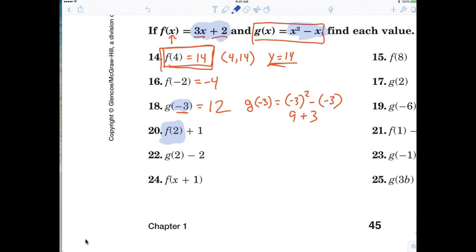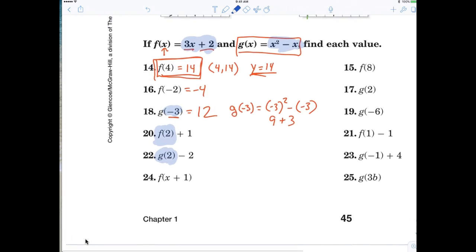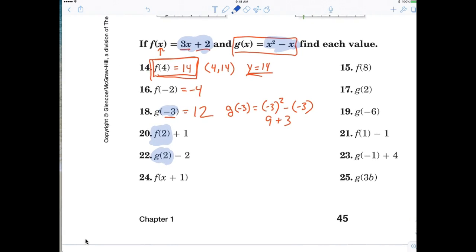Just like down here, we're going to plug what? 2 into the G, and then what? Right, -2. And then subtract 2. So here we go. If I plug 2 into the g function, I get what? 4 minus 2, which is 2. 2 minus 2 is? 0. Yes. If you got 0, pat yourself on the back. You kind of understand what I'm talking about.